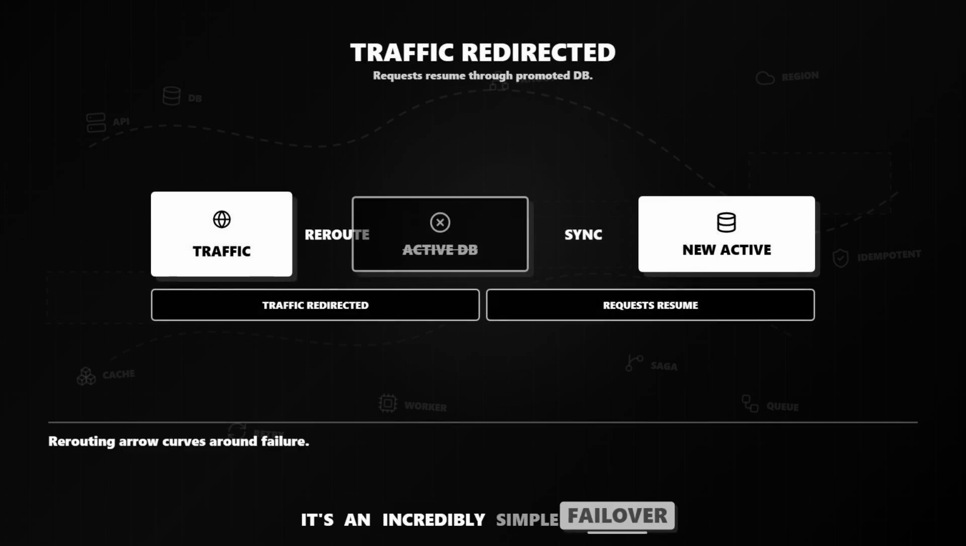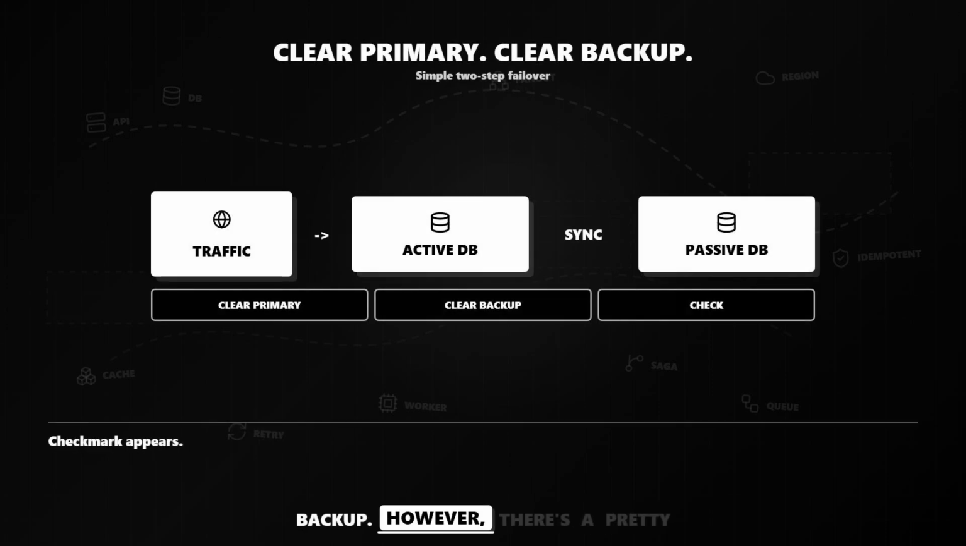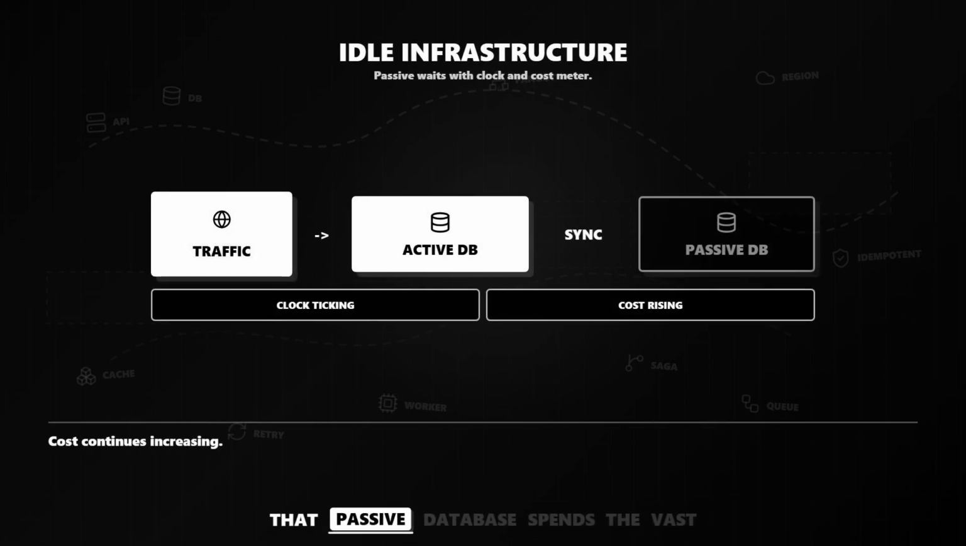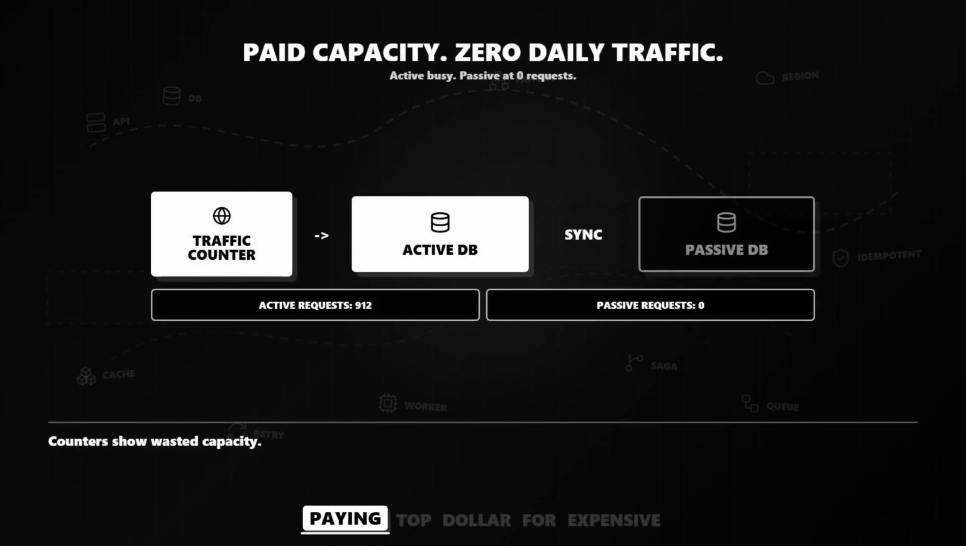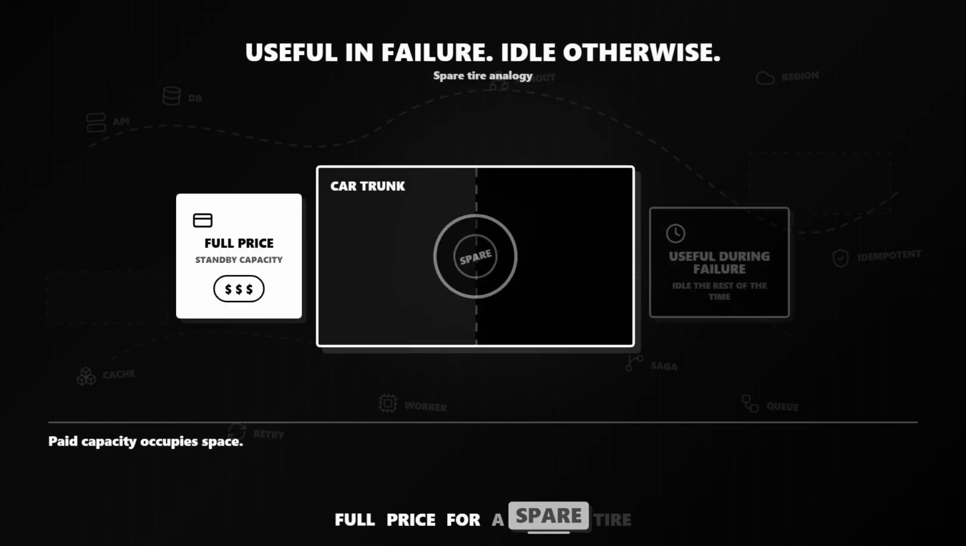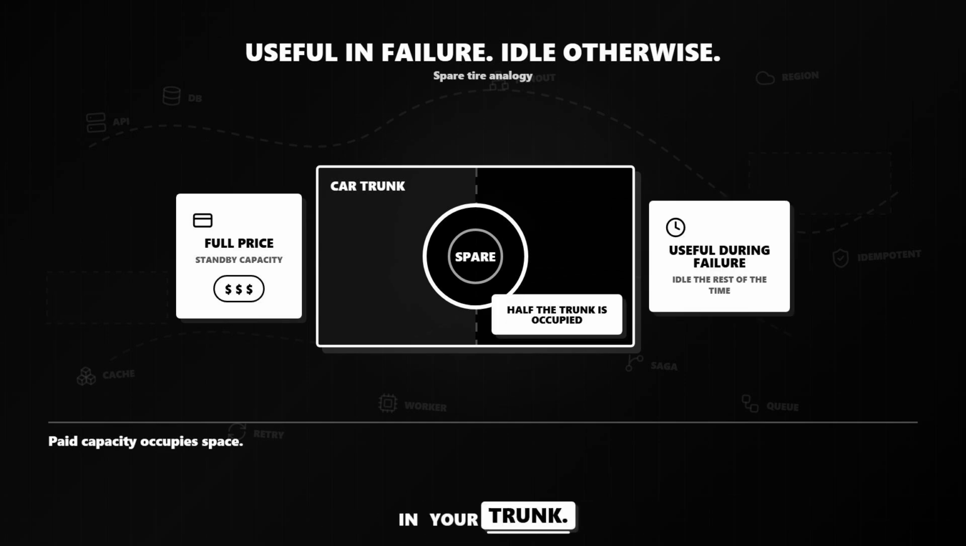It's an incredibly simple failover model because you have a very clear primary and a very clear backup. However, there's a pretty obvious downside to that simplicity. You are dealing with idle infrastructure. That passive database spends the vast majority of its life just waiting around doing nothing. As an engineering team, you are paying top dollar for expensive database hardware that contributes absolutely zero capacity to your daily operations until a failure actually happens. It's literally like paying full price for a spare tire that takes up half the space in your trunk.